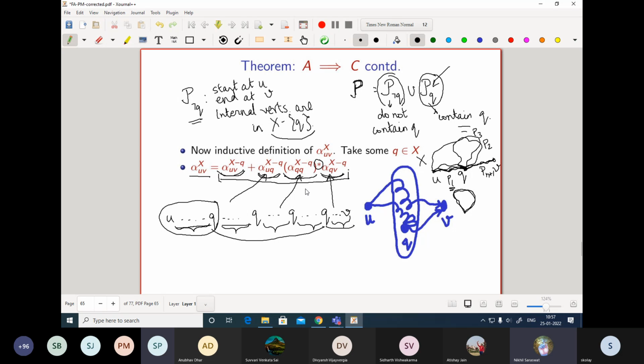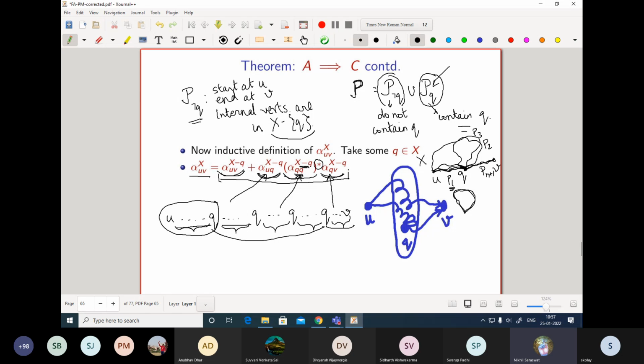Ma'am, anyway, if the path is considered, we cannot consider the internal vertex as any of the endpoints. No, that's not true. X can contain U or V. By definition, X can contain U or V. Okay, ma'am. Yeah. In general, X can contain U or V. Over here, we are choosing a Q and we are breaking this up in such a way that X does not contain Q, just for the proof to work. In general, X can contain U and V.